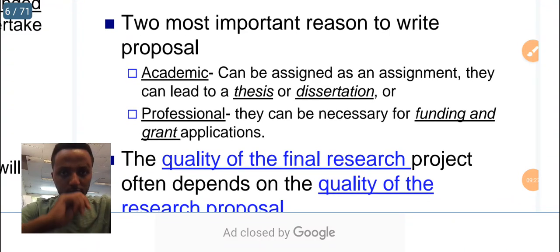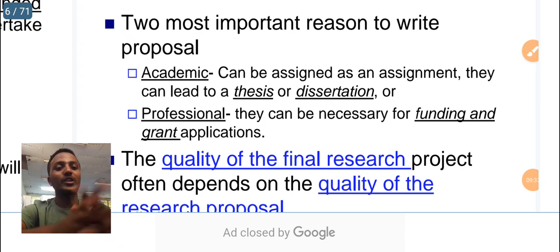In academic settings, proposals can be assigned as an assignment. They can lead to a thesis or dissertation in academic fields. A proposal can be written for a thesis, for a master's degree or second degree, or for a dissertation for doctoral or third degree programs. That is in academic fields, right? What about in professional settings? They can be necessary for funding and grant applications.